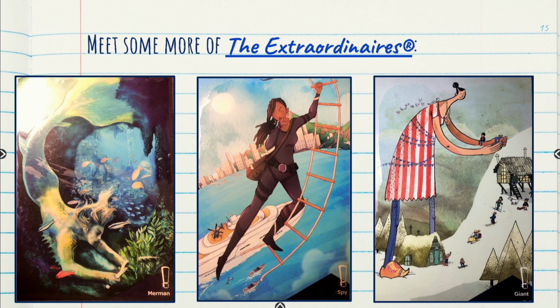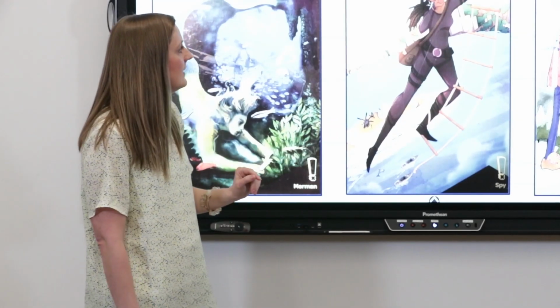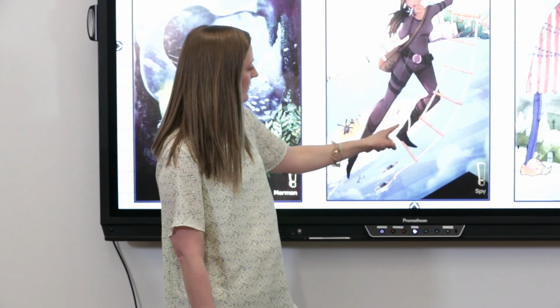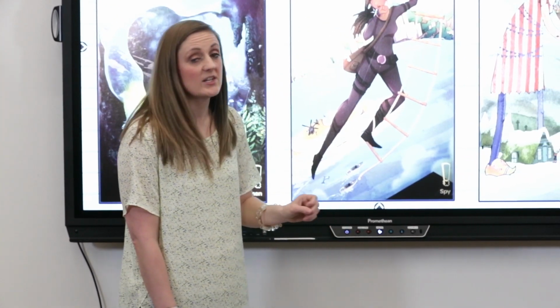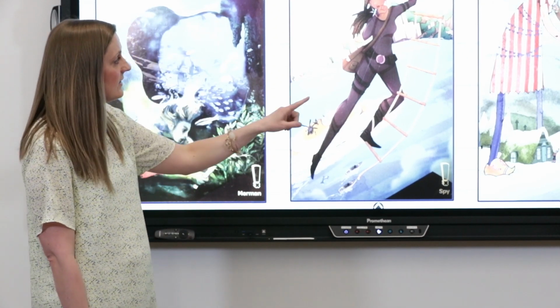Our spy is a young lady. Looks like she is mid-adventure, and she is about to drop down into a boat, being chased by some smaller boats, and she's talking into her watch. So she's got some gadgets in a bag, and she's really a daredevil. She's briefly hanging on to this flying ladder with her arm and her leg as she continues her mission. And then we have our giant.